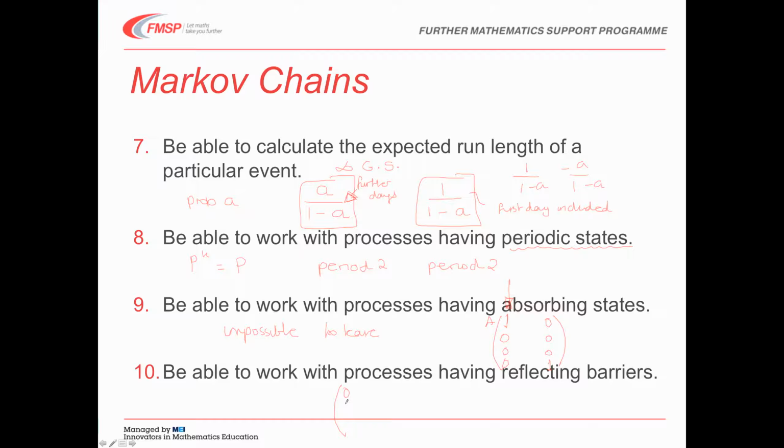That might be 0, 1, 0, 0. So that means if you reach A, you definitely go to B. It's at a state where the next state is inevitable. So you get 0s and 1s in one of the rows. Okay, so those are all the terms we need to know.